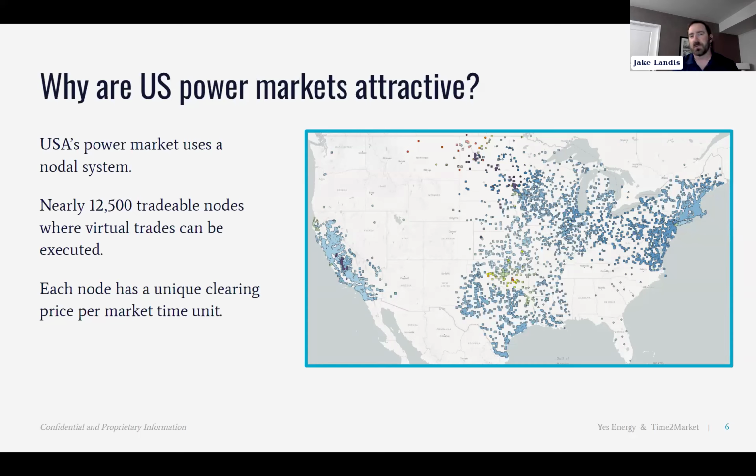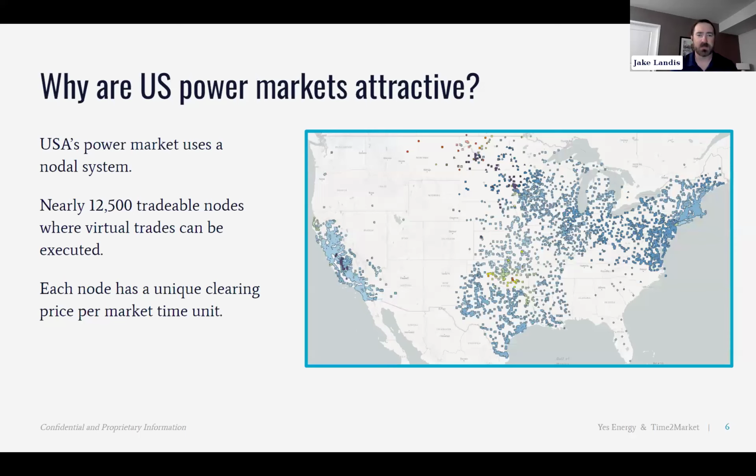One little quick note, you'll notice in the western part of the US, there is a big blank spot right now. There are power markets in those areas. They just don't currently have financial trading. There are plans in the next 18 months or so to expand those markets, and some of them will also have financial trading opportunities.